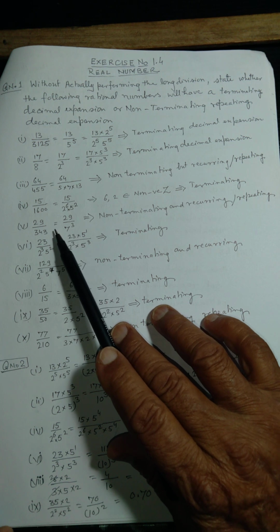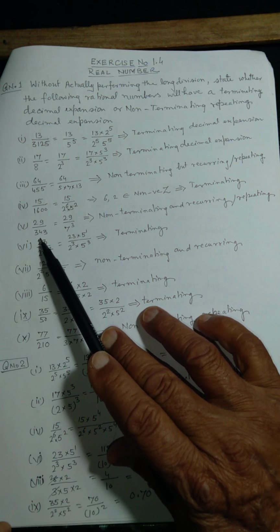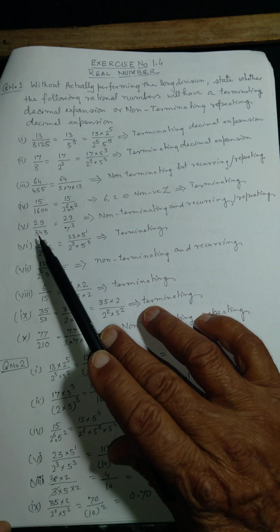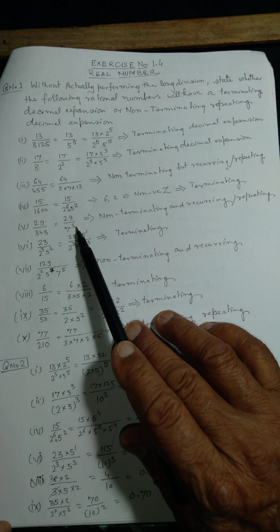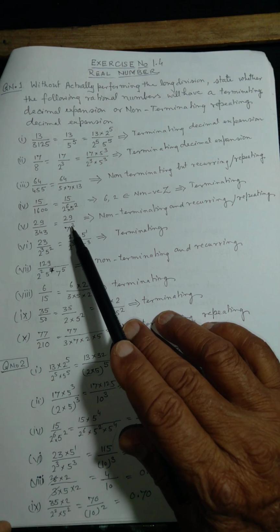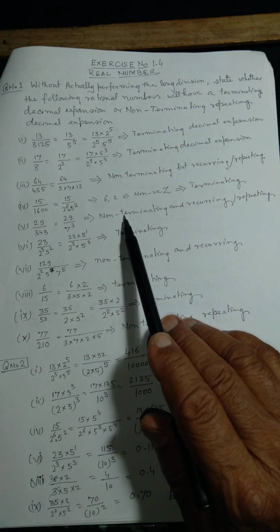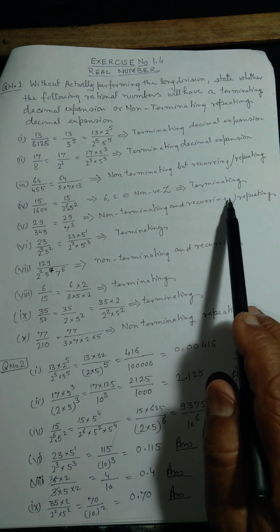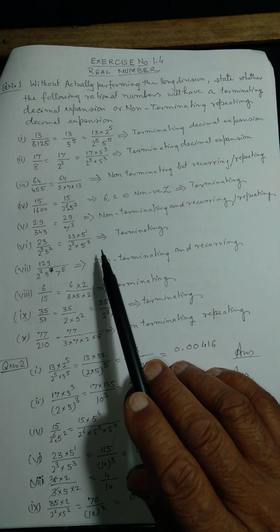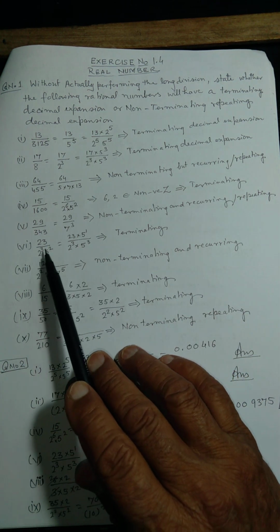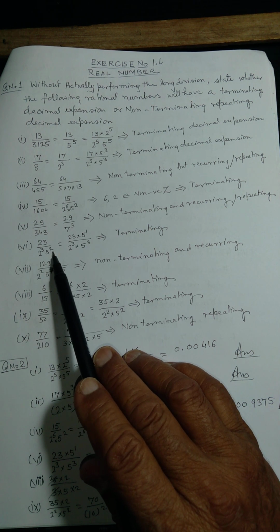Now 29 upon 343. This 343 can be expressed in the form of 7 raised to power 3. It is the cube of 7. So it is a non-terminating and recurring or repeating decimal expansion. Next, 23 upon 2 raised to power 3 and 5 raised to power 2.